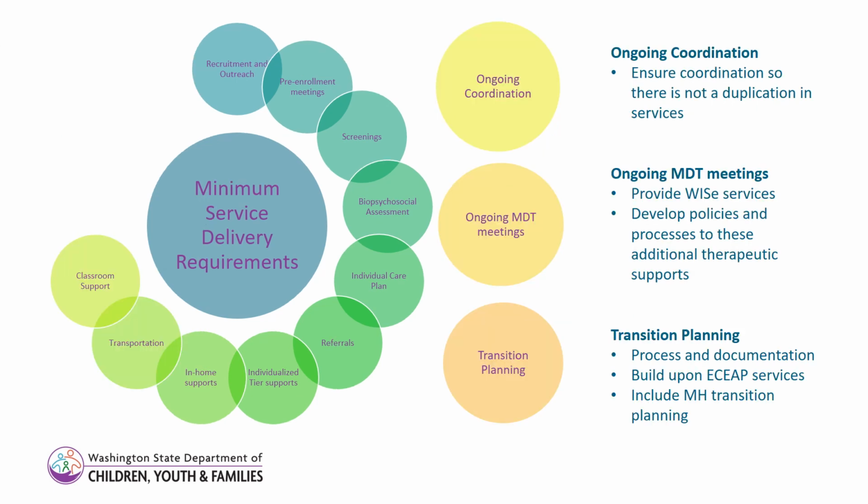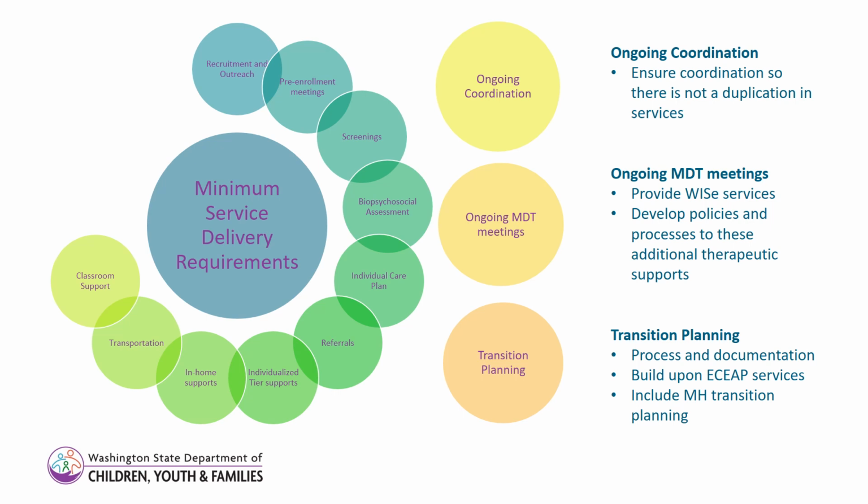Now let's review the last three minimum service delivery requirements: ongoing coordination, ongoing MDT meetings, and transition planning. Ensuring coordination of services is important for families to make sure that services are not duplicated. All partners supporting a family should be connected to the individualized planning for the family. This could include, but is not limited to, the child's family, ECLIPSE and ECAP staff, school district staff, medical providers, or social workers.